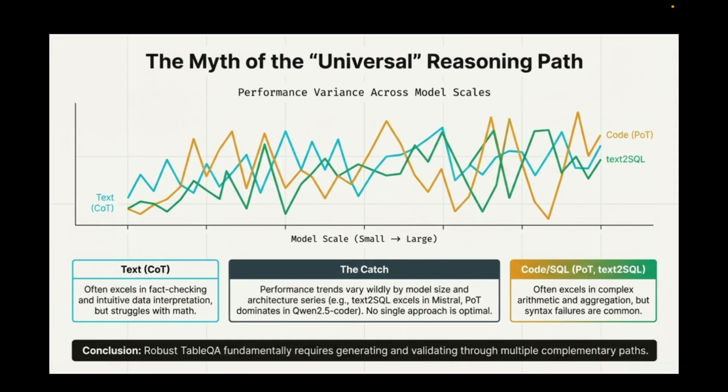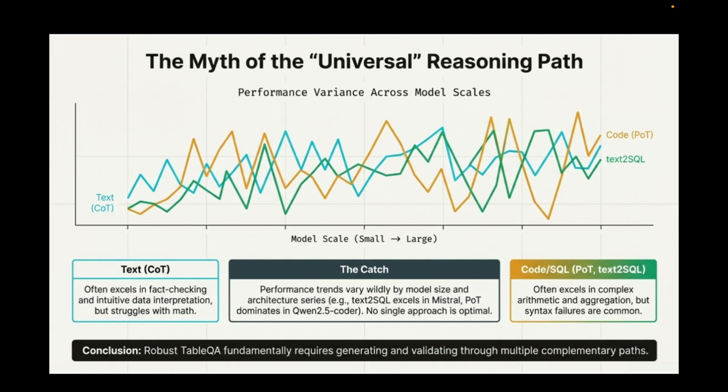No universal best reasoning path. This slide highlights one of the most important conceptual findings of the paper. There is no single reasoning path that works best all the time. For some questions and models, COT works better because natural language reasoning is enough. For others, POT works better because the problem requires calculations and more structured logic. In other cases, text-to-SQL is useful because the table can be queried more clearly in a structured form.